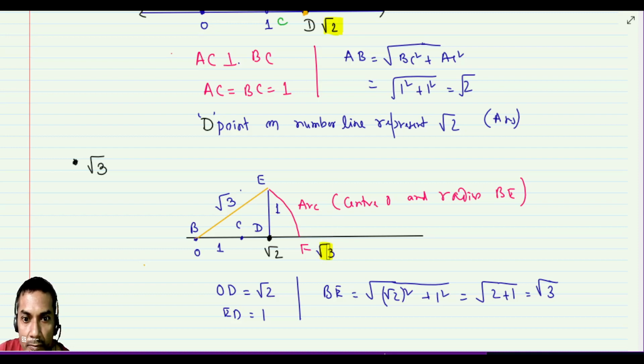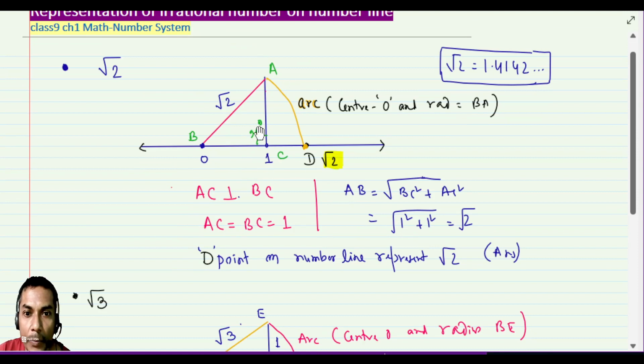Okay, so what I have done here, first we find out the root 2 point as per the above method. This method we complete. Then what I've done here, we draw one vertical line equivalent to this OC, meaning 1 unit. Then you connect this hypotenuse and draw one arc, and where it cuts on this number line, it is root 3.